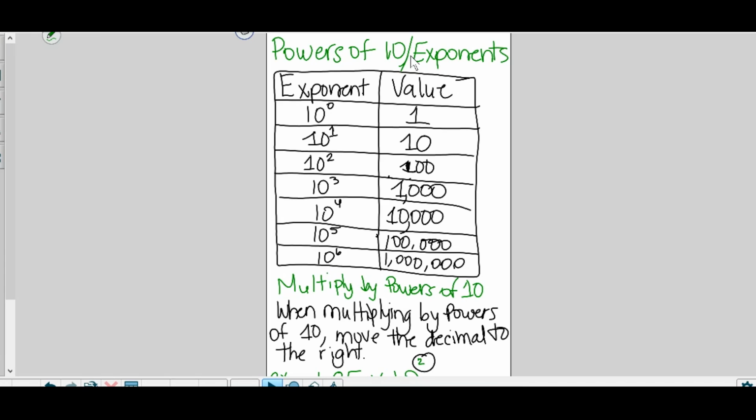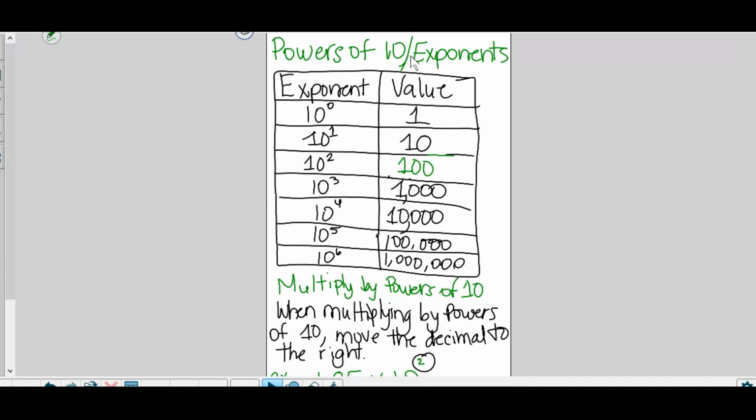10 to the first power is saying that you have a 10 with 1 0 in it. And what does that look like? Just like a regular 10. It has a 1 with a 0 after it. 10 to the second power, that looks like a 10 with 2 zeros after it, or a 1 with 2 zeros after it. That's what it will look like. 10 to the third, that's 1,000. 10 to the fourth, that's 10,000. 10 to the fifth, that's 100,000. 10 to the sixth, that's 1 million. That's as far as we go up.